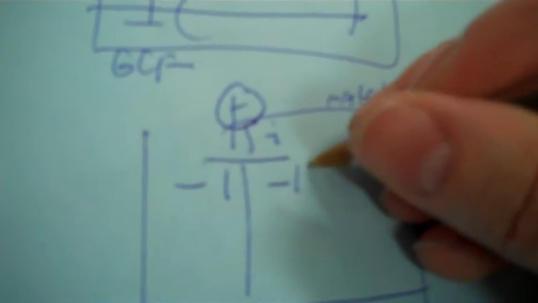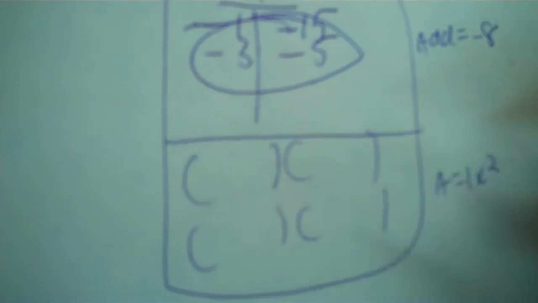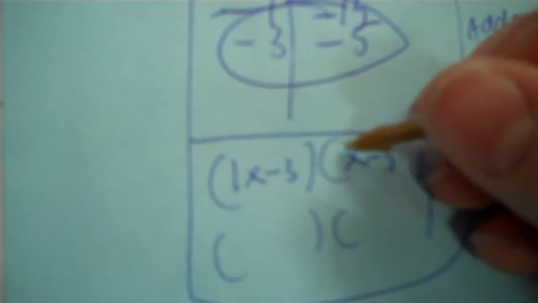That's going to add to negative 8. Okay? Negative 16 divided by 2 is a decimal, divided by 3 is 5. Negative 8. A is 1x to the second, okay? So you can just go to x minus 3, x minus 5 if it's 1, okay? Or if you want to just be safe, put the 1 in front of the x's. They can't divide down.